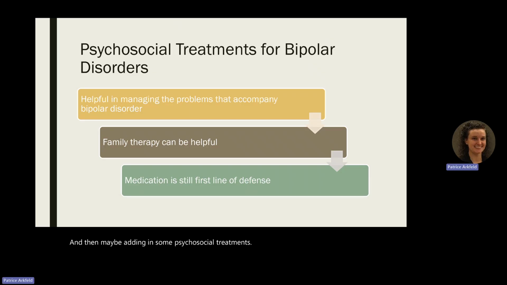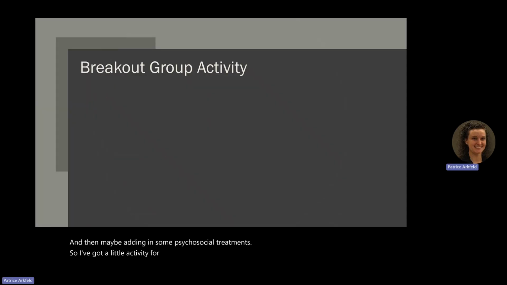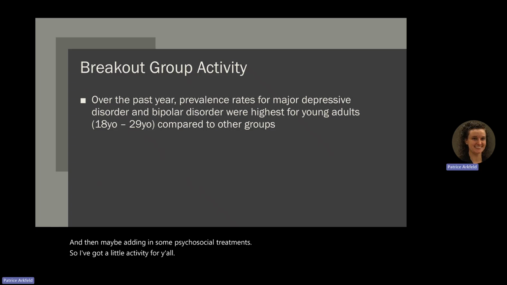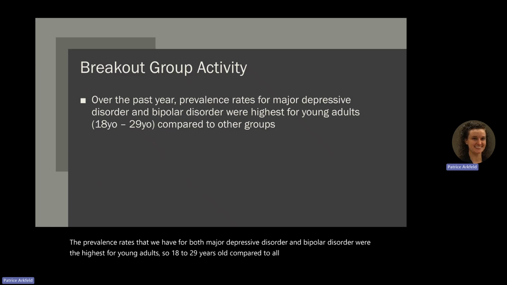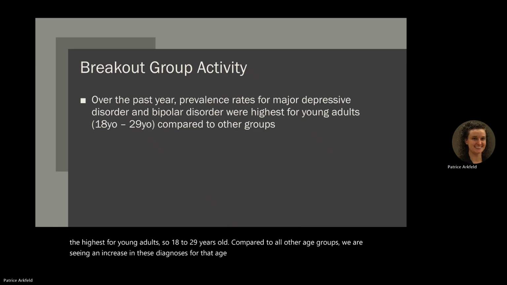So I've got a little activity for y'all. Over the last year, the prevalence rates that we have for both major depressive disorder and bipolar disorder were the highest for young adults, so 18 to 29 years old, compared to all other age groups. We are seeing an increase in these diagnoses for that age group.